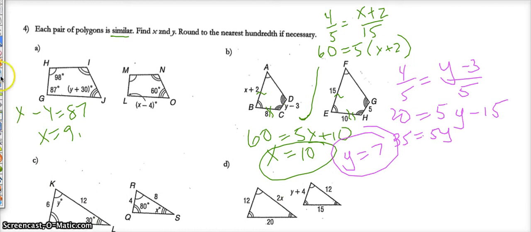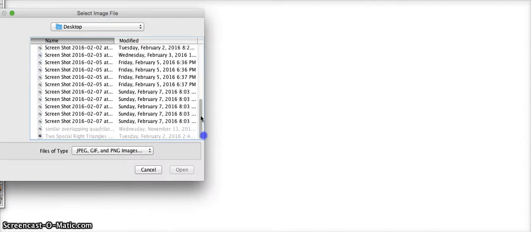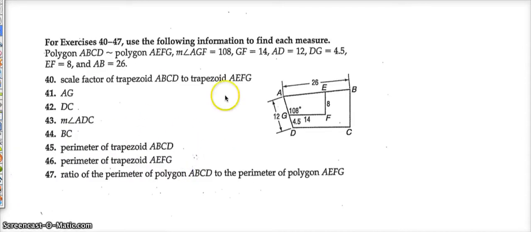Okay? And finally, I want to do the quadrilateral. So let's go pick that up because that's an overlapping quadrilateral, which is a kind of nice little thing we got going on there. So open it up. And we have all of this excitement.